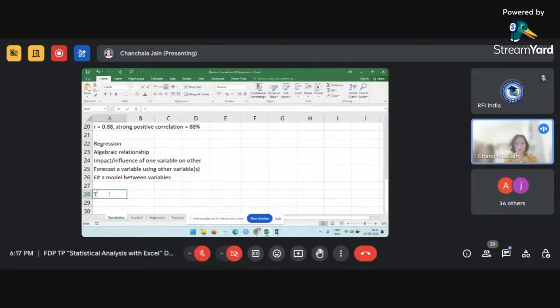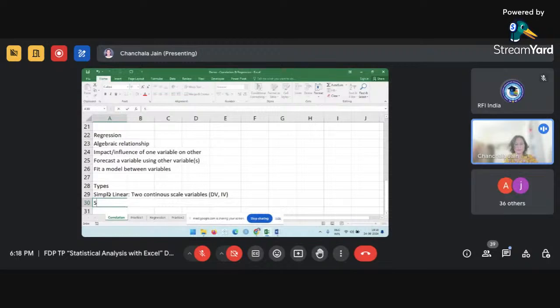Now, talking about the types. There are usually so many different types of regression available. Here I am talking about only two: simple linear regression, which requires two continuous scale variables, that is, one will be DV and second will be IV, dependent and independent. And the next one is multiple linear regression, where we will have more than two numeric variables.